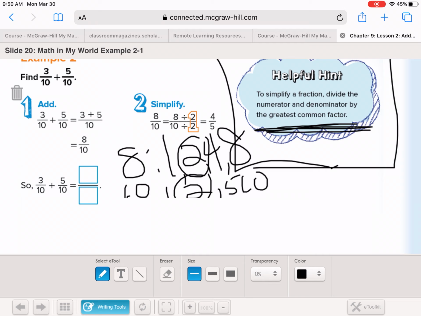Greatest common factor. Least common multiple is when you're multiplying, okay? Simplest form, you're dividing.